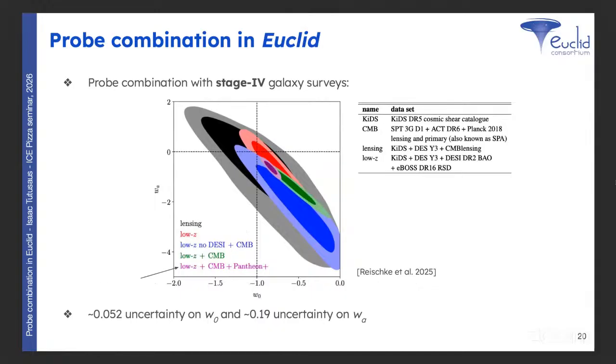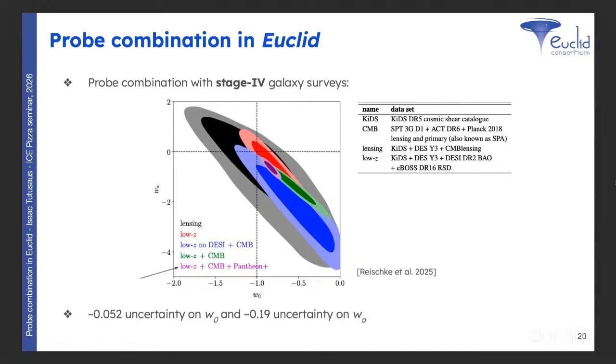So if we just go back to the previous plot and now focus on this pink thingy, or violet, whatever it is, these are the best constraints that we have right now. We are still waiting for DES because they are not public yet, but I know they're almost ready. But except for that, if you combine all the low redshift galaxy surveys, meaning KiDS, DES Y3, DESI this time, eBOSS for the redshift space distortion, you combine with all the CMB probes that we have, and you combine with type 1a supernovae, you get this violet contour. So you see now the uncertainty is quite impressive already. It's 0.052 on w0 and 0.19 on wa. So that's the current status.